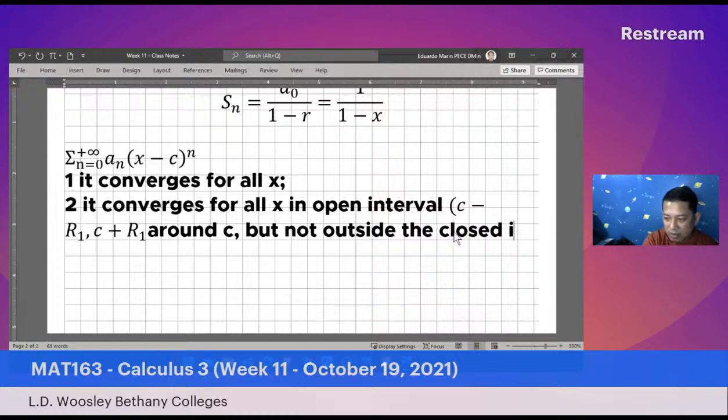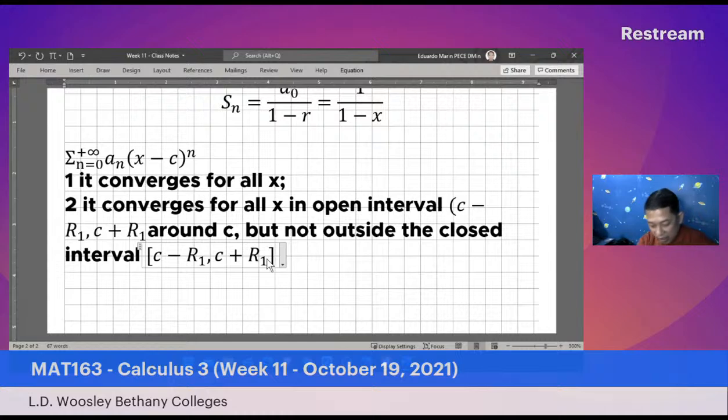Tingnan natin closed interval. Yan, so, ngayon dinedenote natin siya in mathematics as bracket. Ibig sabihin, kasama yung mismong value na yon. Mismong value na yon, bracket siya. Yan, so C plus R. So closed interval, hindi kasama si close, si open lang.